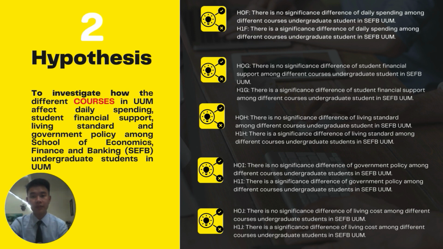Besides, the second hypothesis is to investigate how the different courses in UM affect daily spending, student financial support, living standards, and government policy among SFB undergraduate students in UM. For example, the null hypothesis, H0, is that there is no significant difference in daily spending among different courses of undergraduate students in SFB UM, while the alternate hypothesis is that there is a significant difference in daily spending amongst different courses of undergraduate students in SFB UM.